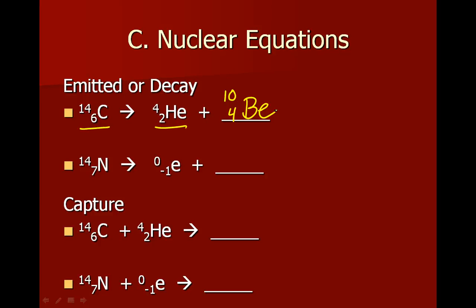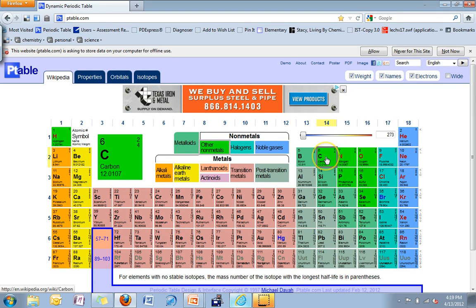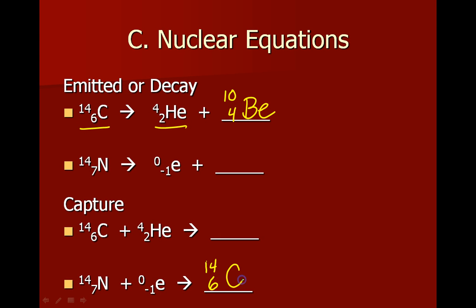Okay, now there's one other kind of equation we could have, and that's a radiation capture. For example, let's do the beta one this time. The nitrogen-14 atom could capture a beta particle and turn into something else. So let's see what it turns into. 14 plus 0 is 14. 7 plus negative 1, well, that's basically 7 minus 1, so that would become 6. So use your periodic table. The number at the bottom there was 6, so this would be carbon. That's carbon-14.